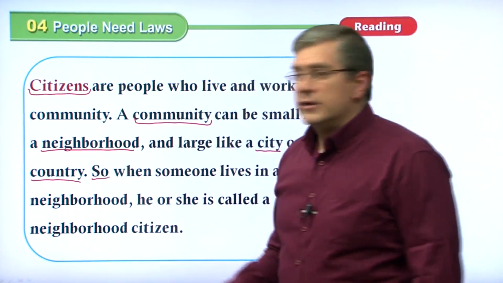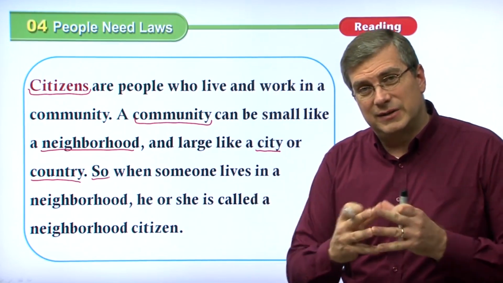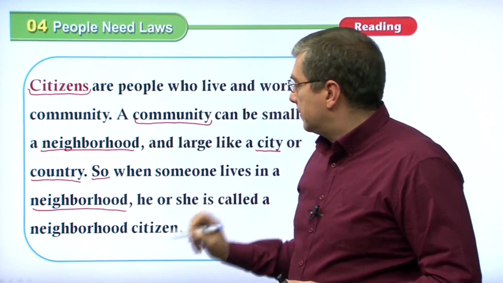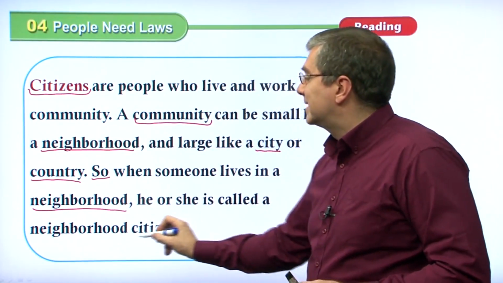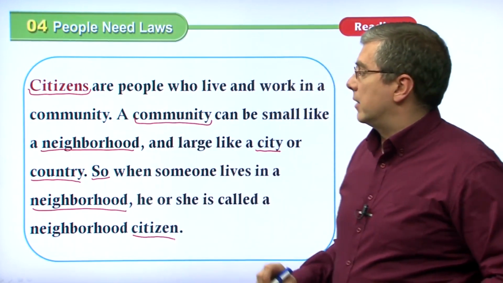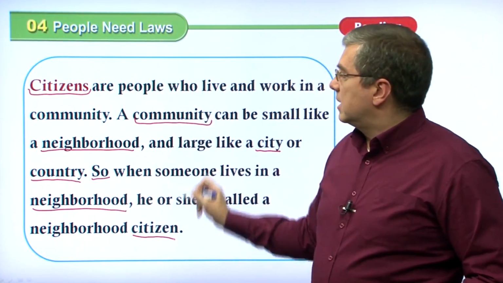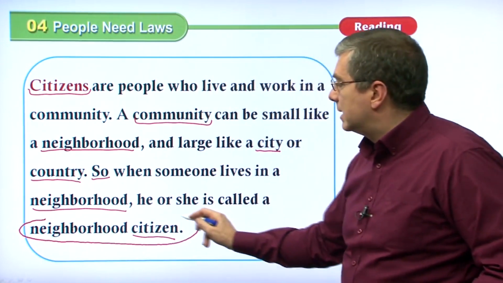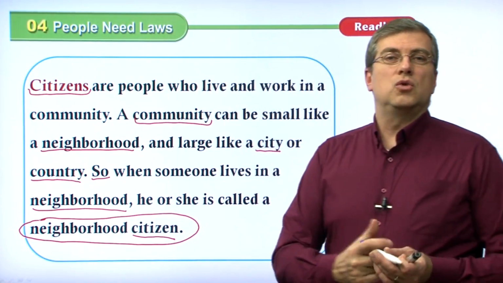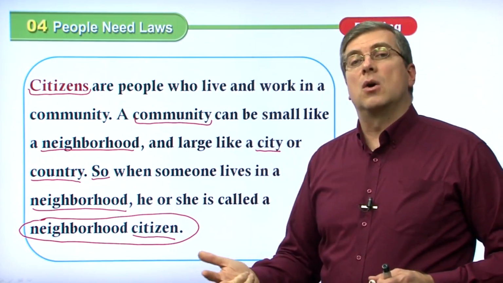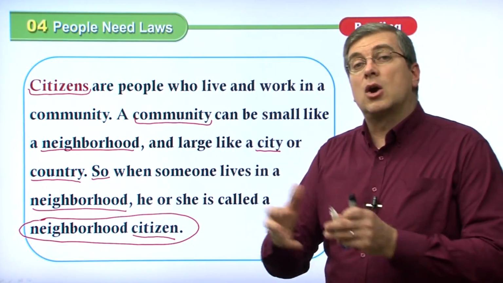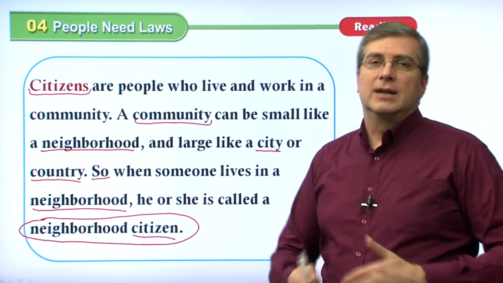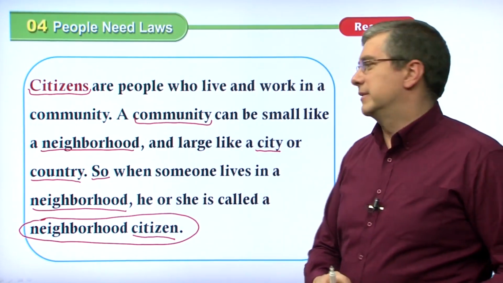So that's interesting. We saw 2 sentences that give us definitions. Then we see "so." Therefore, putting these 2 sentences together, when someone lives in a neighborhood, which is like a community, he or she is called a neighborhood citizen. First we talked about citizen, then we talked about types of communities, then we put both words together and we have neighborhood citizen. Interesting idea. So remember, citizen is not just country, it's not just state, it can also be neighborhood citizen.